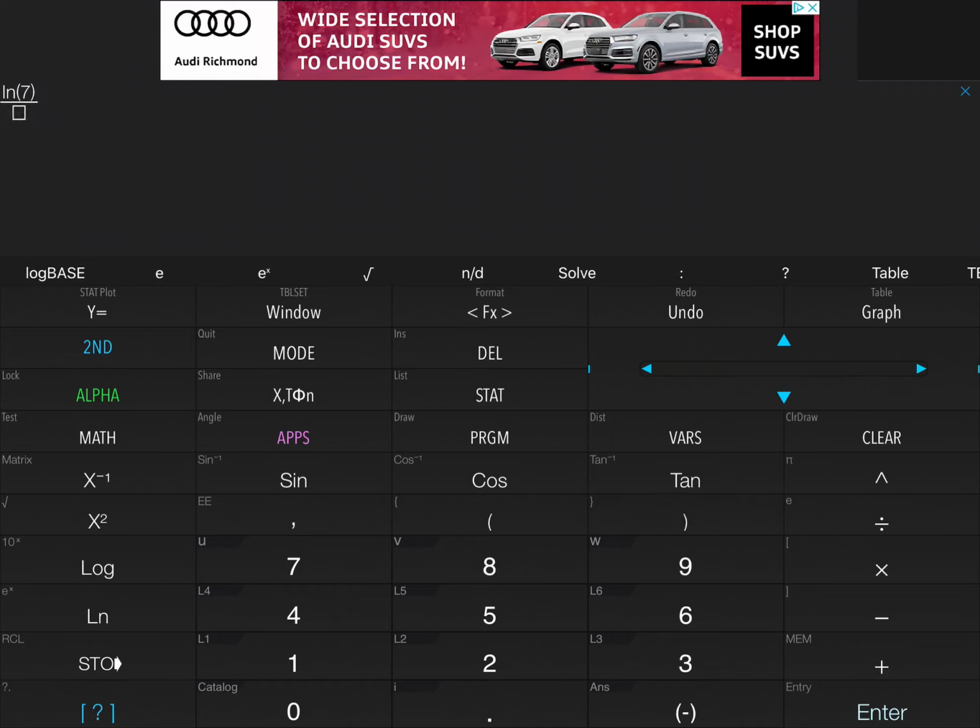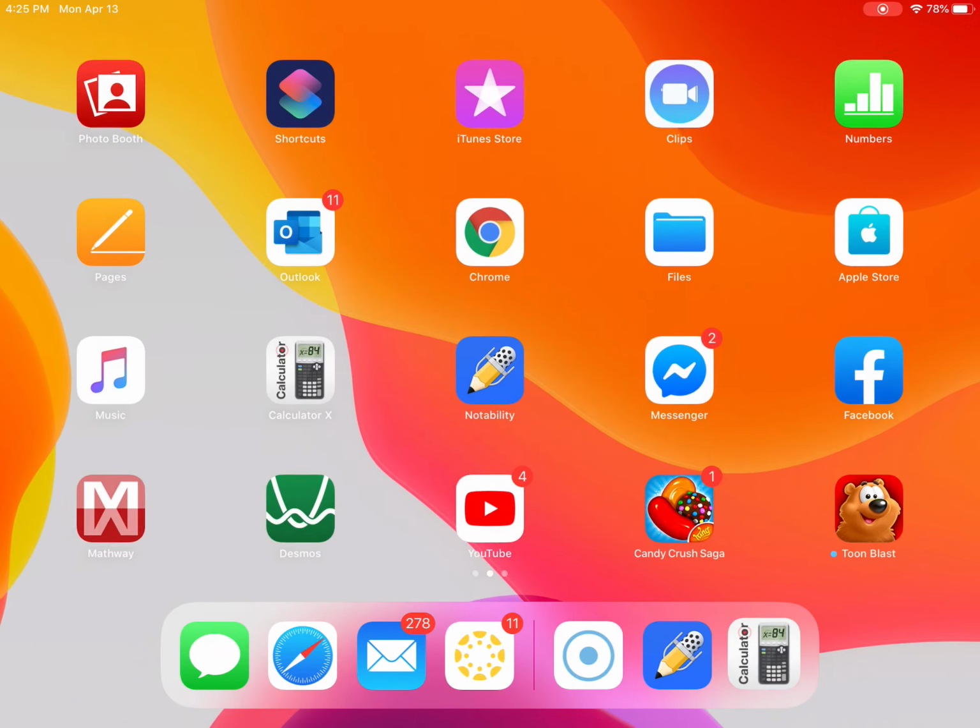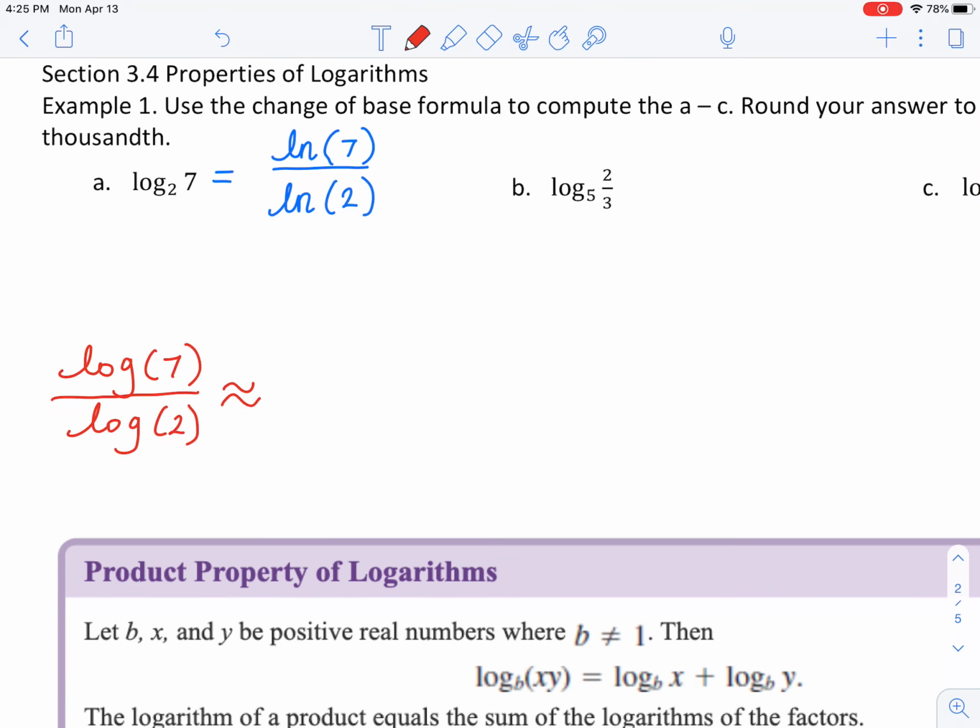ln 7 divided by natural log of 2. I'm going to hit enter. The answer is 2.807. Now, I just want to show you that if you do common log of 7 divided by common log of 2, guess what decimal you're going to get? The exact same decimal. So, let's go ahead and write these down in our notes.